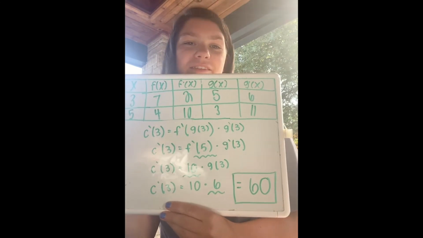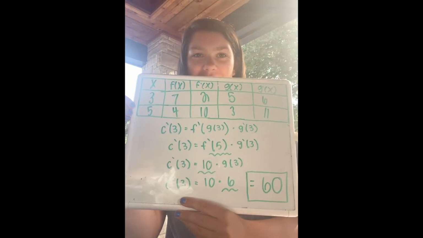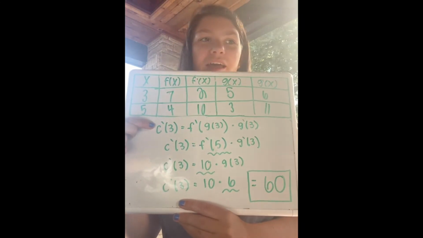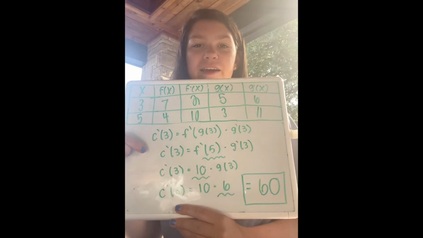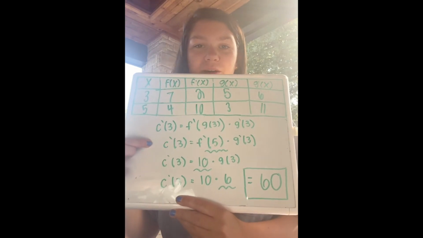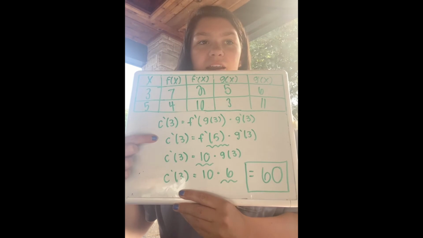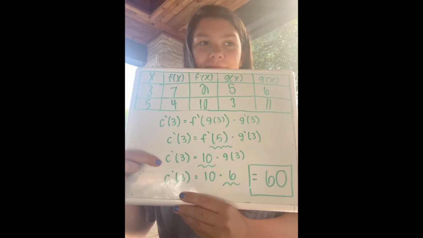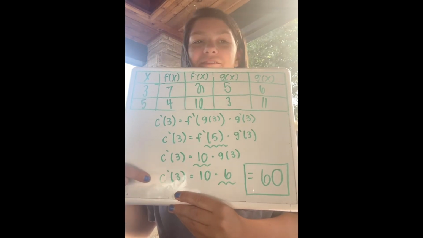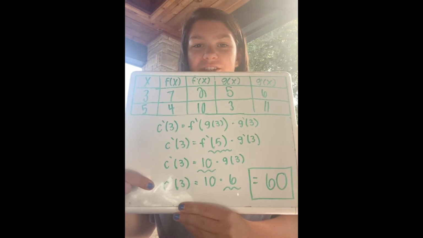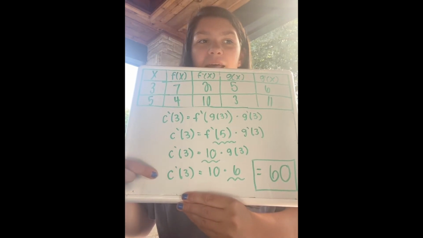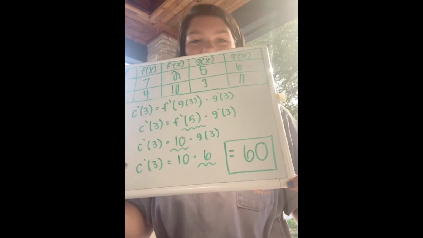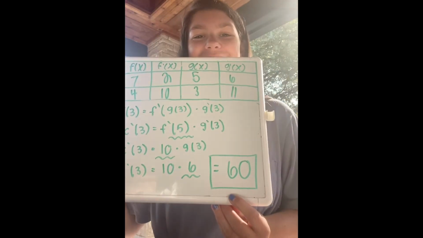We can plug given values into our equation that we found using the chain rule. First, we can find the value of g of 3 and plug it into our equation. Then we can find the first part of our equation, f prime of 5. Then, finally, we can find the last part of our equation, g prime of 3. Multiply together, and bam, c prime of 3 is 60.